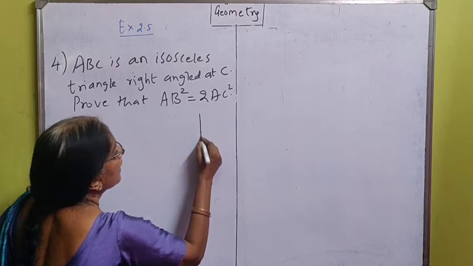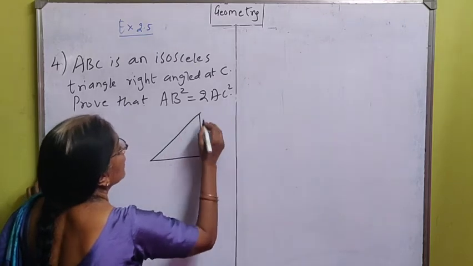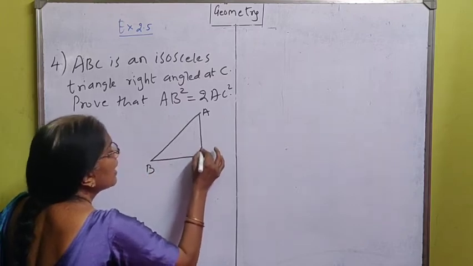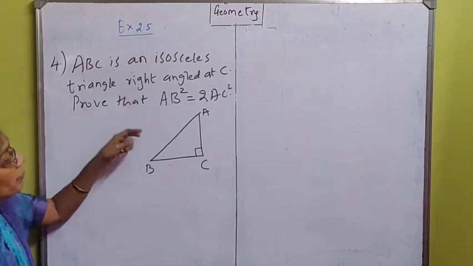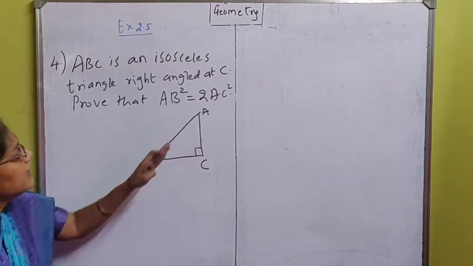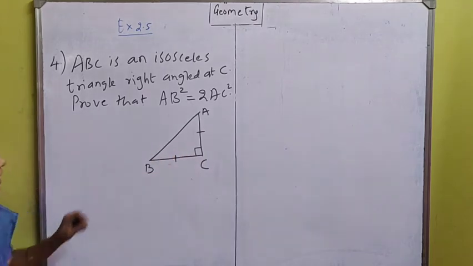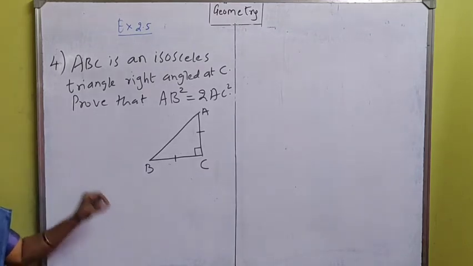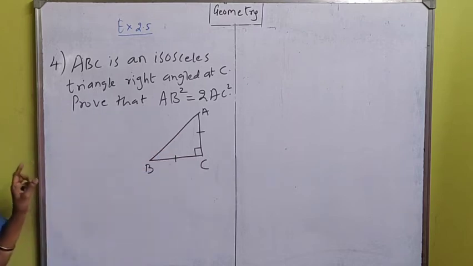So we will draw a right angled triangle. C is the right angle, so this will become A and this will become B, and this is the right angle. Leaving the hypotenuse, which is the hypotenuse? AB is the hypotenuse, the side opposite to the right angle. These two sides, that is AC and BC, are equal. And to prove that AB square is equal to 2AC square, we will take the Pythagoras theorem. But before that, we have to write down which is the isosceles triangle and which are the two equal sides.